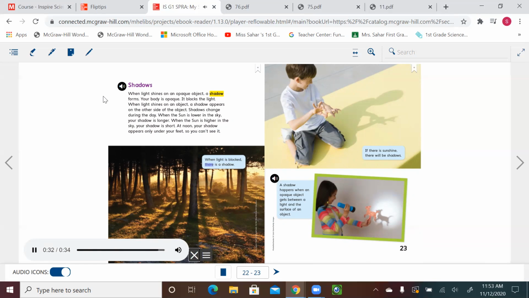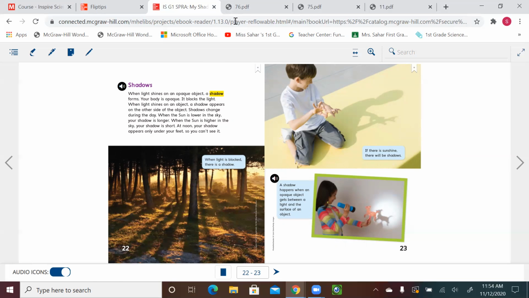When light is blocked, there is a shadow. So now we know that the shadow comes in different sizes according to the position of the sun. If there is sunshine, there will be shadows. A shadow happens when an opaque object gets between a light and the surface of an object. As you see here, we can see the shadow. This is the flashlight. This is a picture, and we can see the shadow of the picture because it just blocked the way of the light.